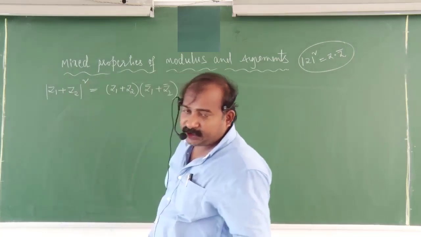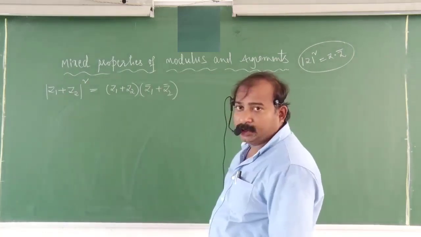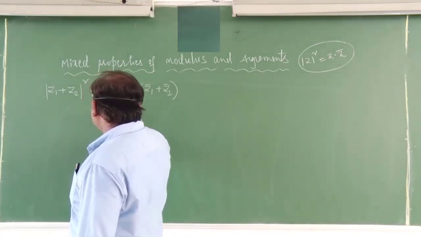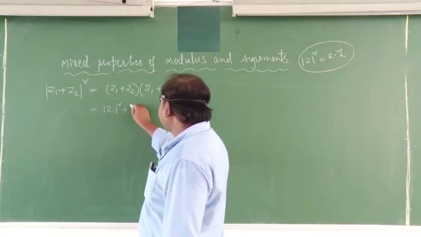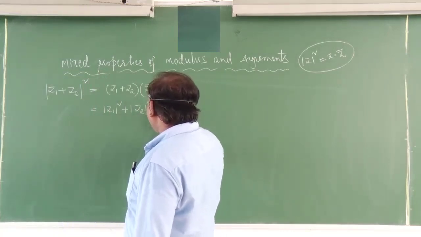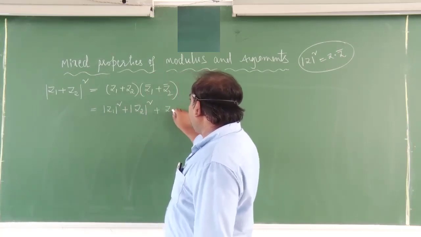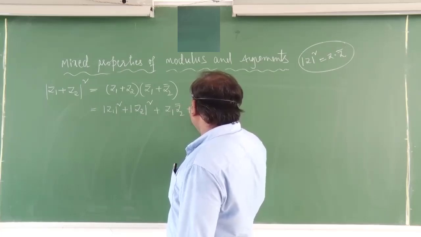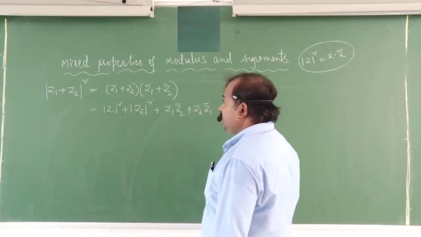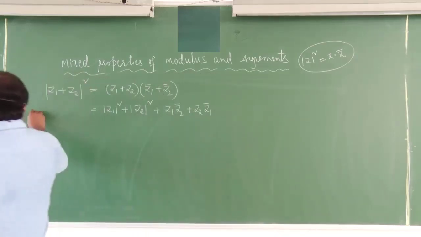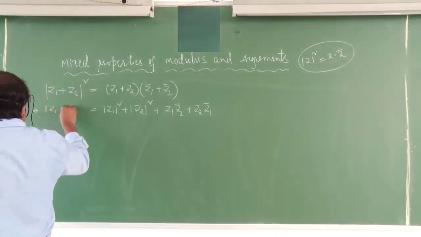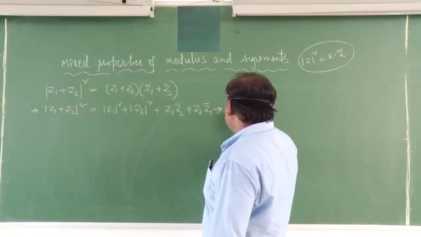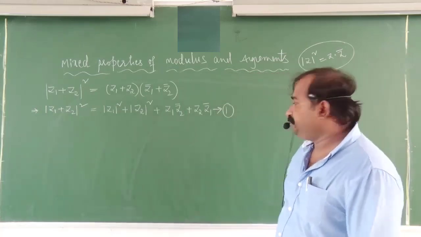Of course, in place of Z, Z1 plus Z2 is there. I am adding those values. Simplifying this value, it equals modulus of Z1 square plus modulus of Z2 square plus Z1 Z2 conjugate plus Z2 Z1 conjugate. This is the value you will get. So modulus of Z1 plus Z2 square is equal to this value. Let it be equation number 1.